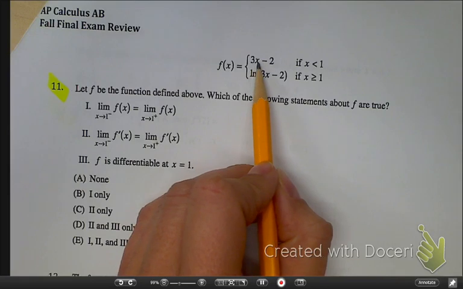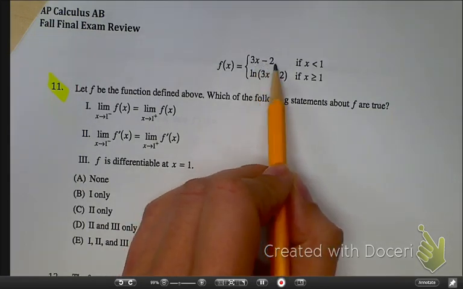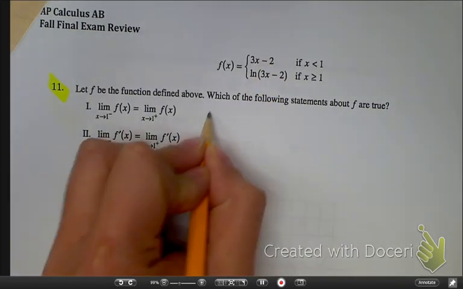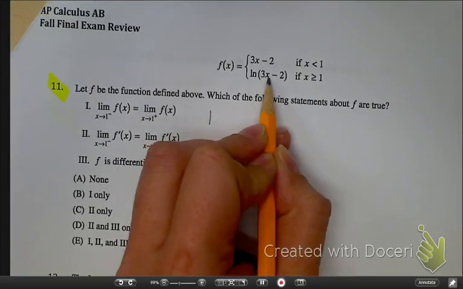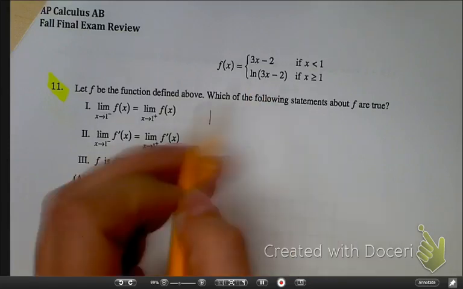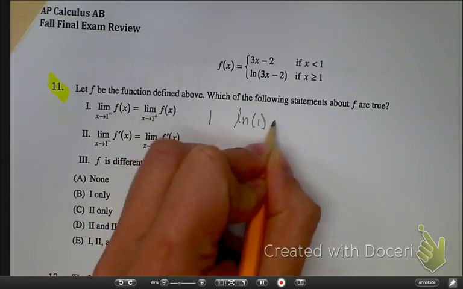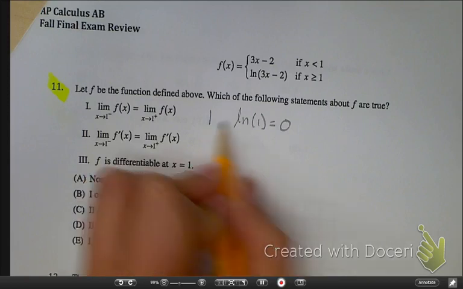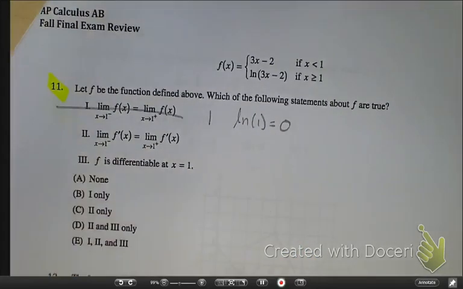So if I look at 1 in the original function, in the first function from the left, 3 times 1 is 3. 3 minus 2 is 1, so the limit from the left is 1. If I plug 1 into the second function, 3 times 1 is 3, minus 2 is 1, but ln of 1 equals 0. So the limit from the left equals 1, the limit from the right equals 0. So no, that's not true.